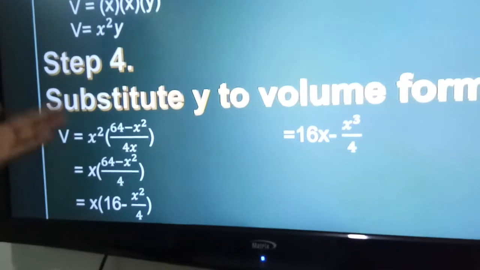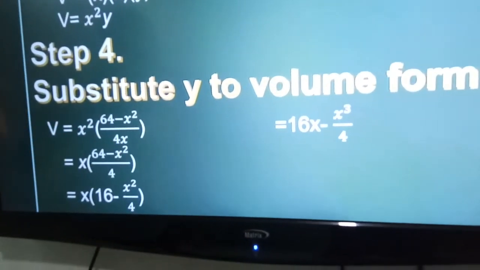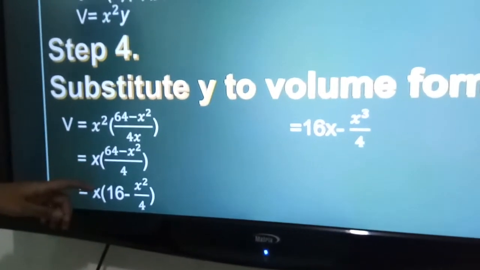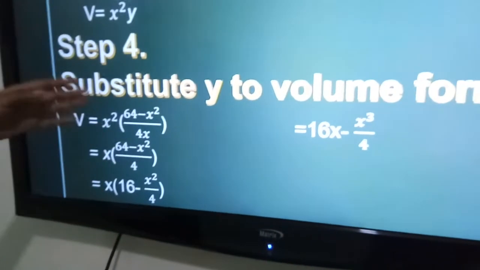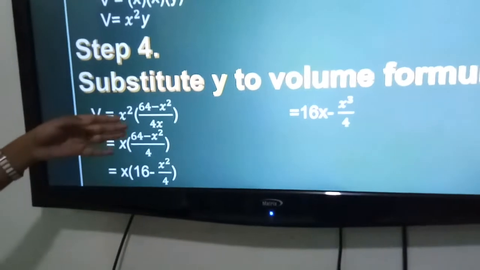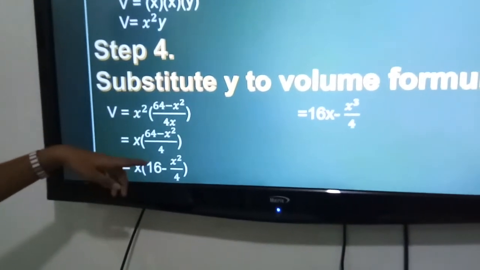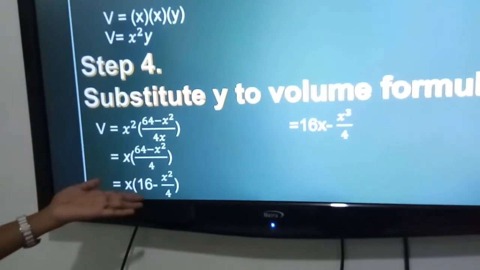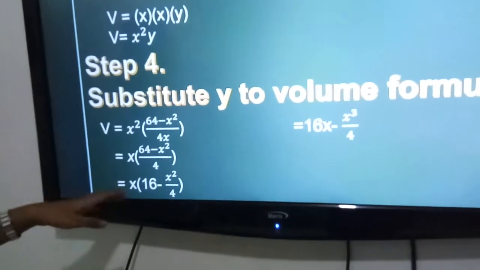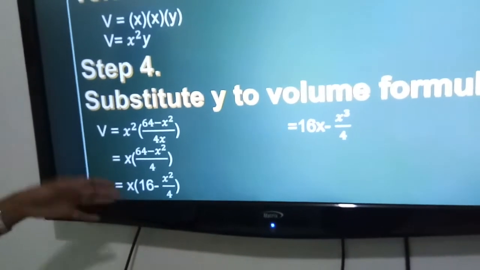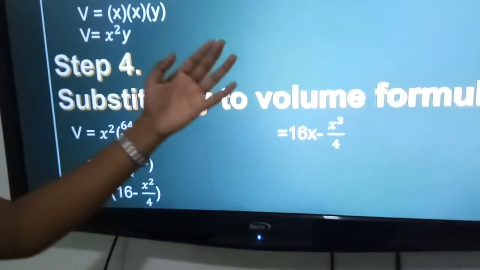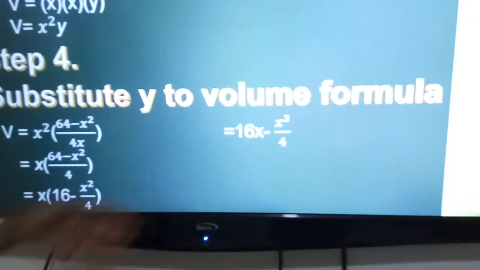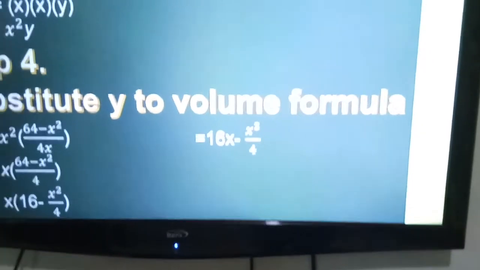And we need to cancel the x in x squared and 4x. So it becomes x times 64 minus x squared all over 4. Then since we can divide the 64 and 4, it becomes 16 here in x times 16 minus x squared over 4. Then distribute our x. So the answer is 16x minus x cubed over 4.